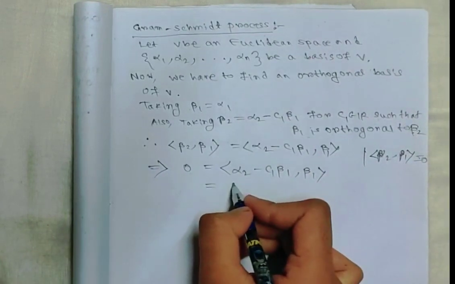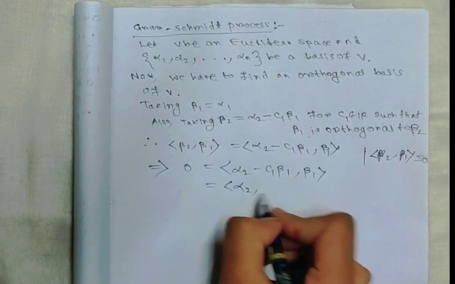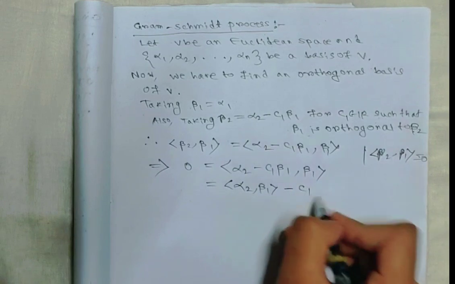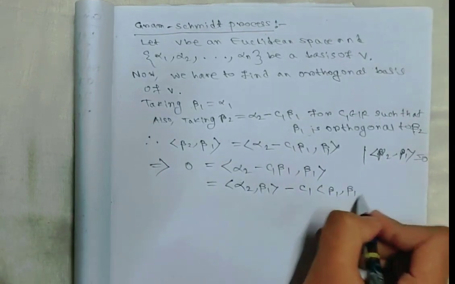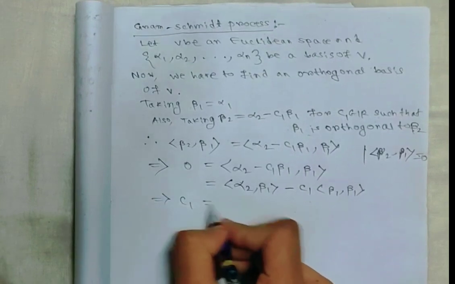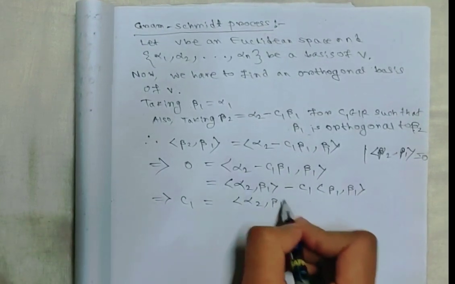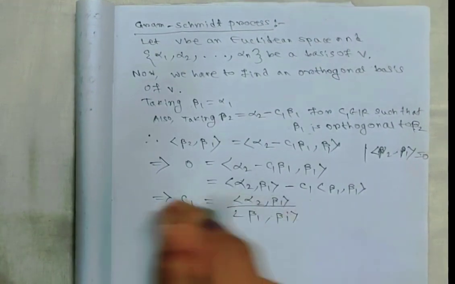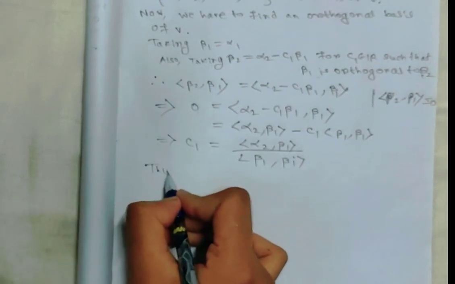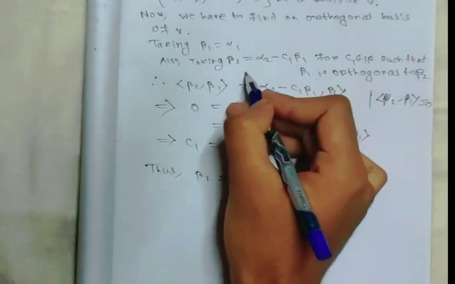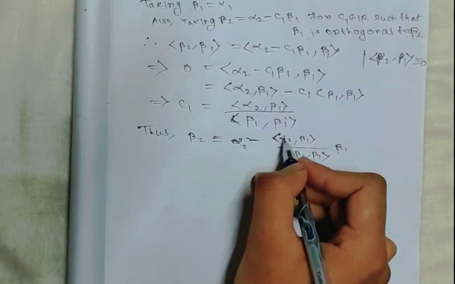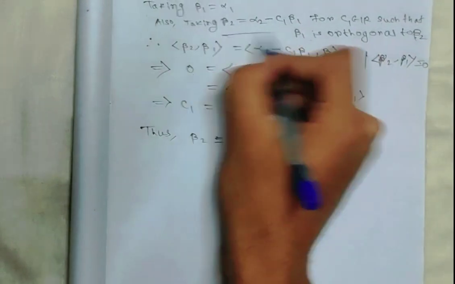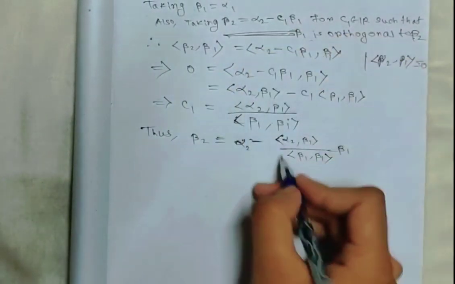equals the inner product of alpha 2 beta 1 minus C1 times the inner product of beta 1 beta 1. That implies C1 equals the inner product of alpha 2 beta 1 divided by the inner product of beta 1 beta 1. Thus beta 2 equals alpha 2 minus the inner product of alpha 2 beta 1 divided by the inner product of beta 1 beta 1, into beta 1. From here, we have just put in the value of C1.